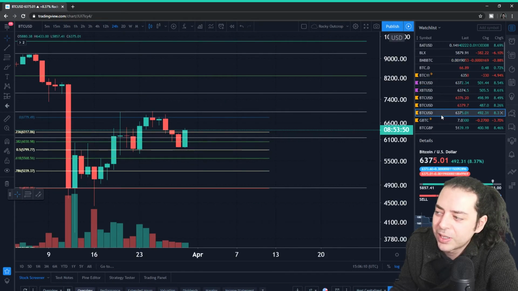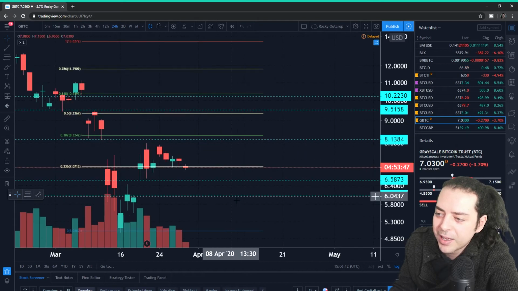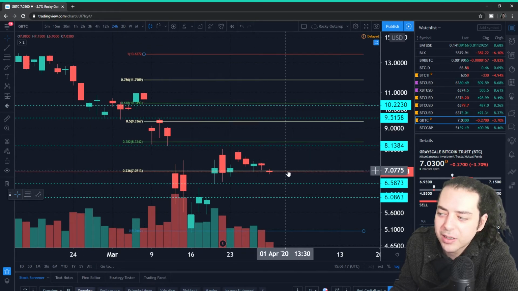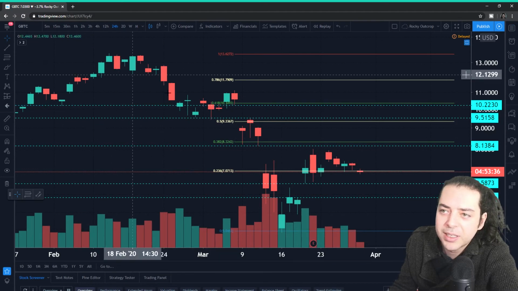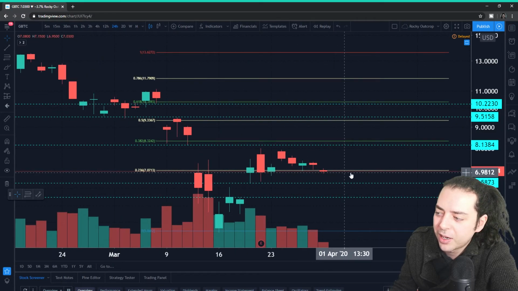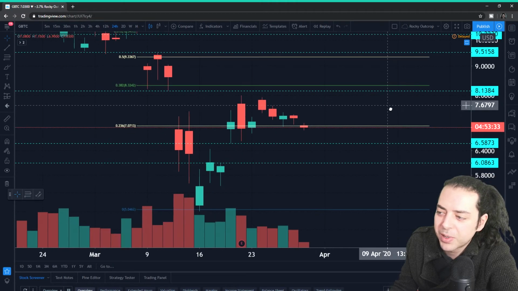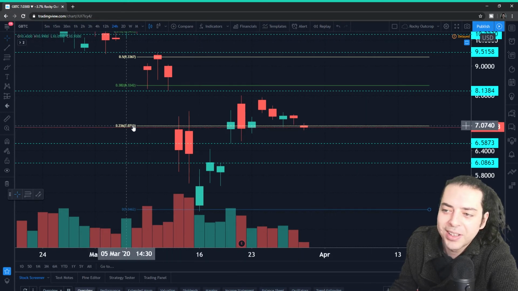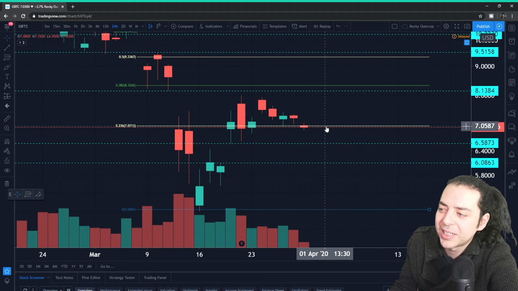And you can look over here to the GBTC chart, for instance, and you can see that we're below the 236 currently, at $7.03. That's the current price there. This is GBTC, which is a Grayscale Bitcoin Trust thing, right? And it's another way of looking at the Bitcoin price. It's an analog, you could say. And here we've got a 236 Fibonacci retracement drawn in, and the price is currently below it.